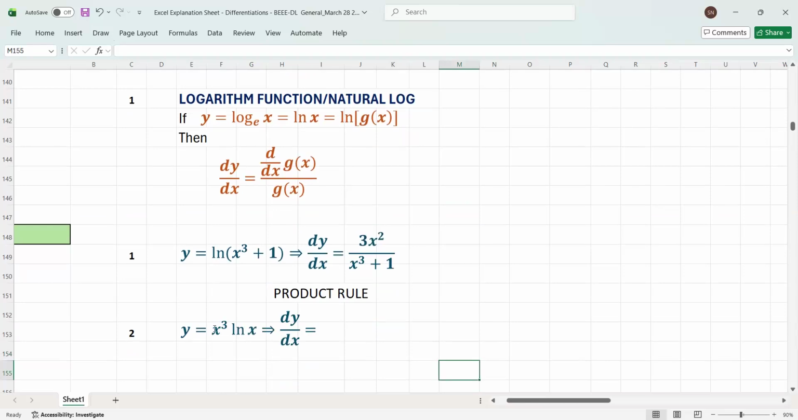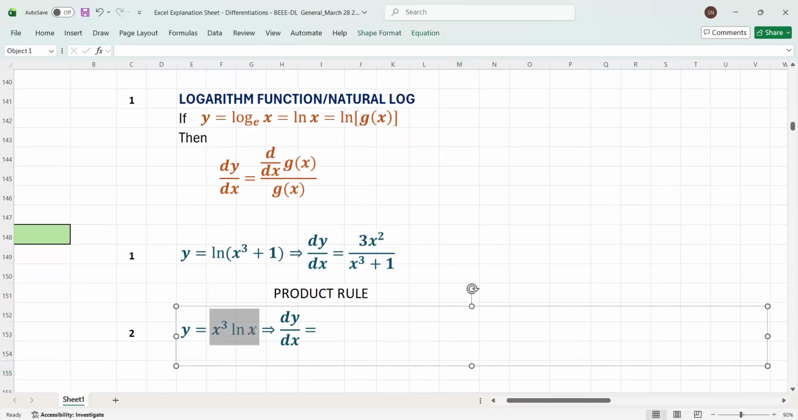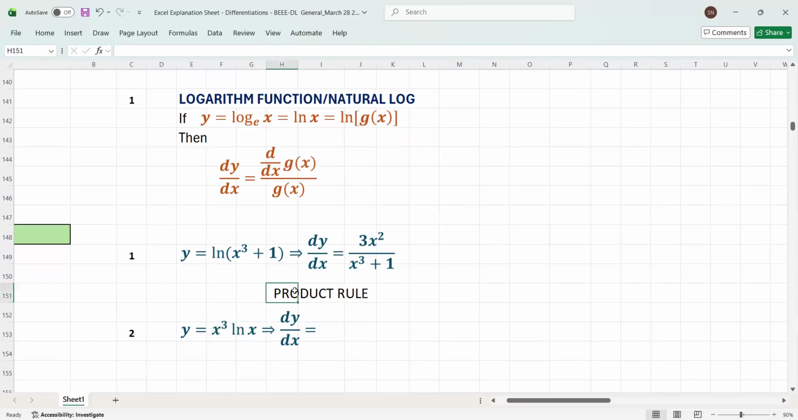Now, what about this? This question is a bit loaded. This time, it's not just ln x. It is x cubed multiplying ln x. And I've written here, remember the product rule. Do you remember the product rule? With the product rule, you keep one constant and differentiate the other.